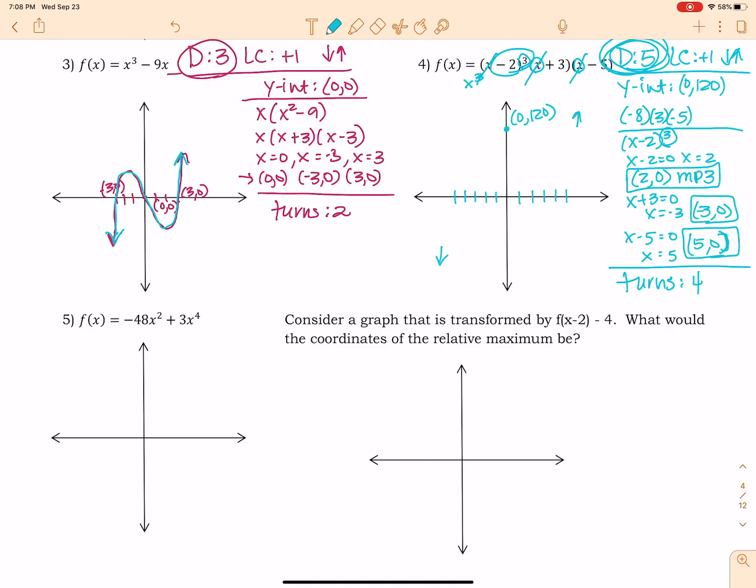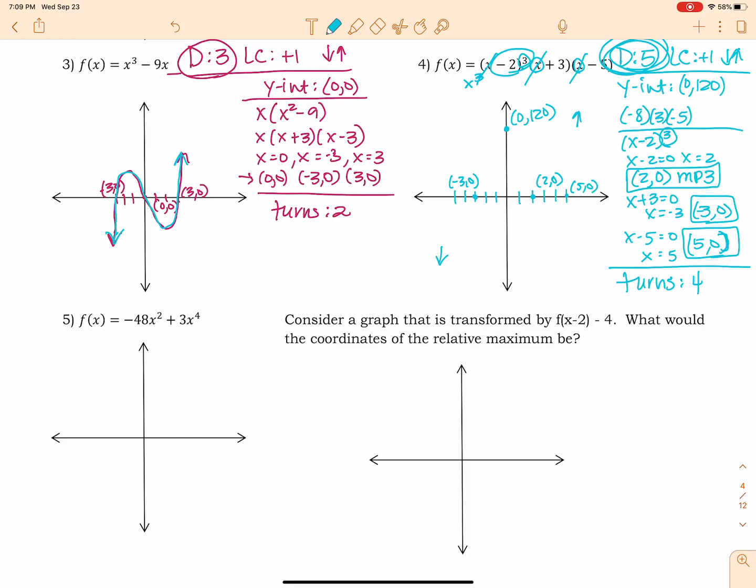All right, so I am going to mark (2, 0) right there, and I'm going to have multiplicity of 3. Since it's odd multiplicity, it's going to cross, but it's going to kind of flatten out when it crosses over. All right, so I've also got a (-3, 0), and I've got a (5, 0).